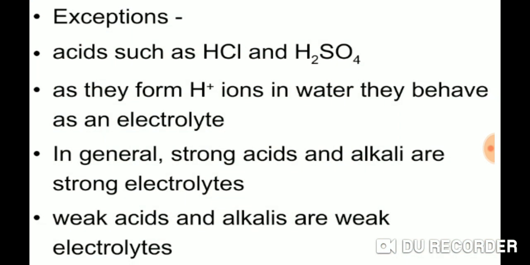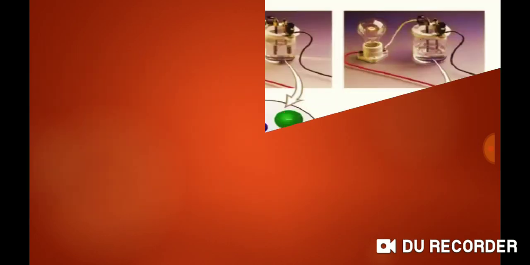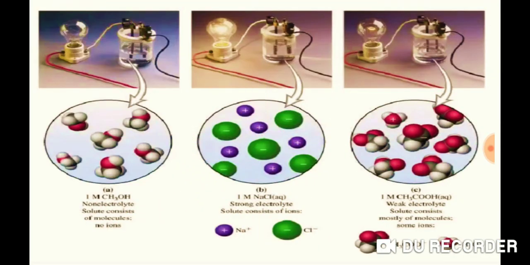Now, we have some exceptions. Acids such as HCl and sulfuric acid form H+ ions when dissolved in water. Hence, they behave as an electrolyte. So again, those acids which are strong or those alkalis which are strong are strong electrolytes, and weak acids or weak bases are weak electrolytes.